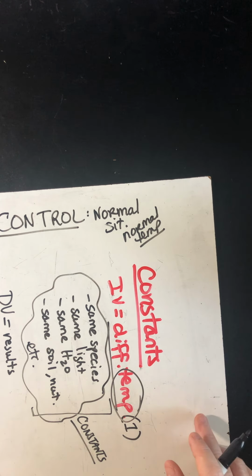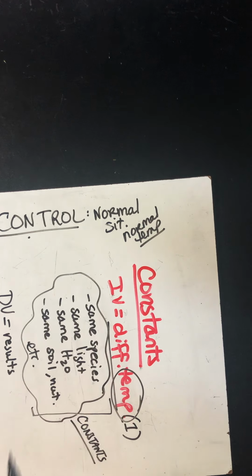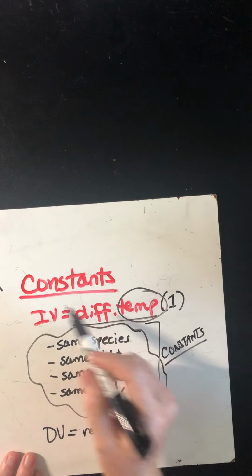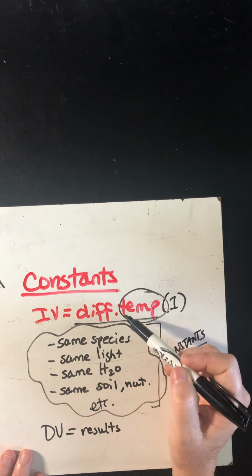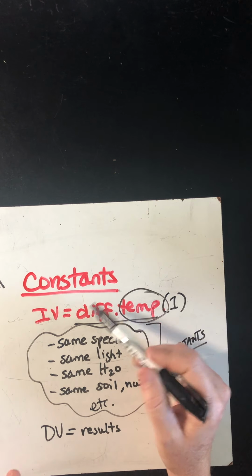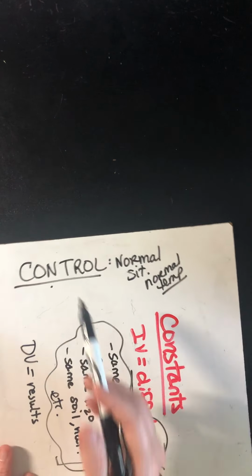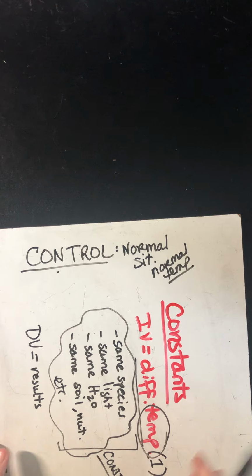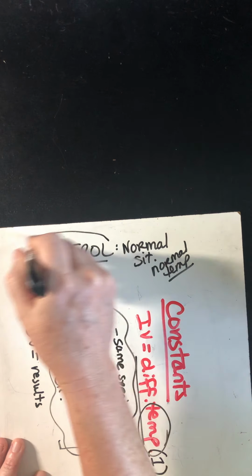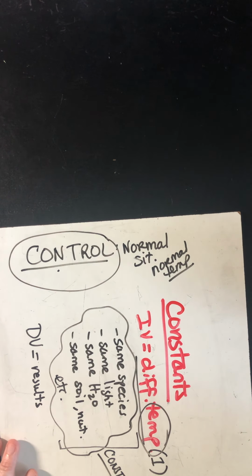If we were testing different amounts of sunlight, then our control would be the one that had the normal amount of sunlight, and then we would manipulate all the different sunlights. If we were testing the amount of salt and how it affects different plants, then our control would be the one with no salt. So your control is completely dependent upon the type of experiment that you are doing.